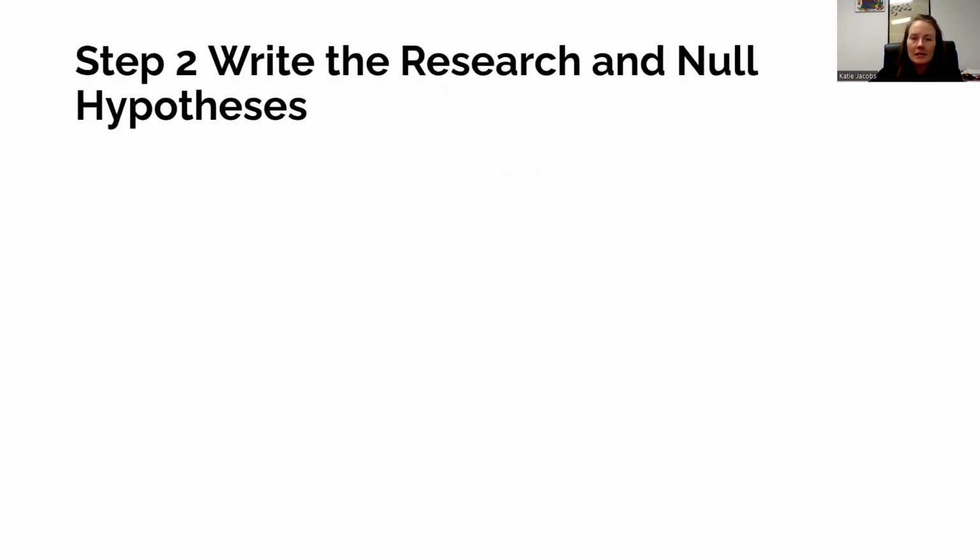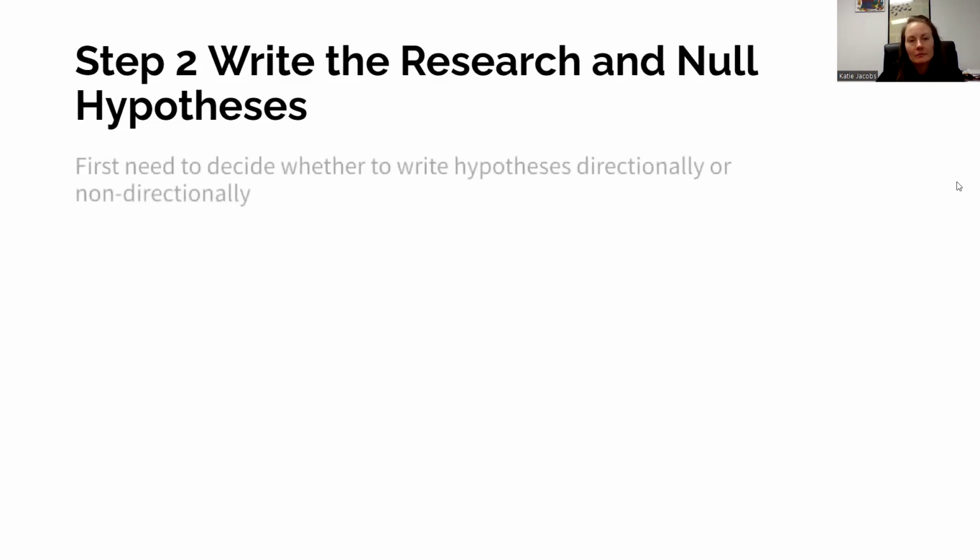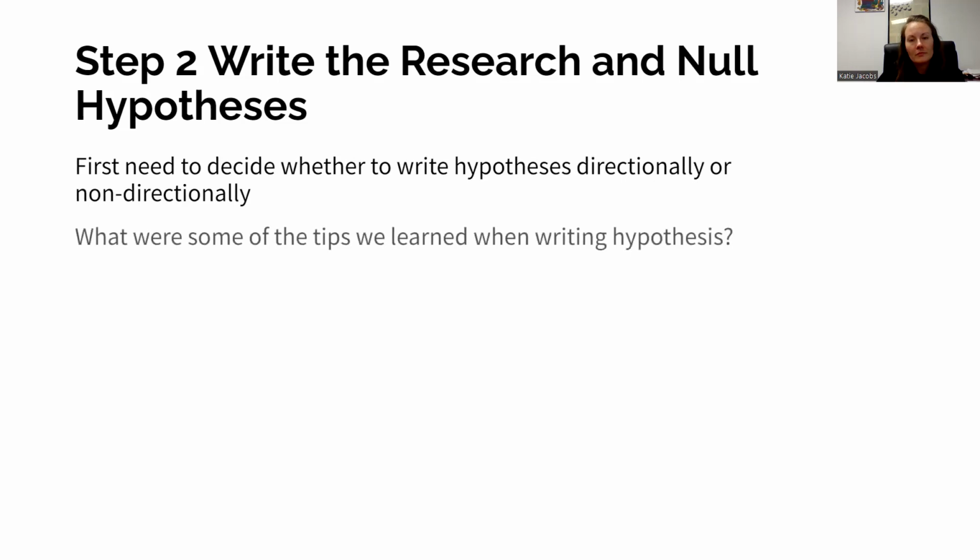So then we move on to our second step, which is to write the research and null hypotheses. First, we always got to decide whether we're going to write our hypotheses directionally or non-directionally. We only choose to write our hypotheses one way. Even though I'm sharing with you how to do these different ways to write hypotheses, when writing them for whichever research question that you're asking, you're going to choose either to write them directionally or non-directionally.